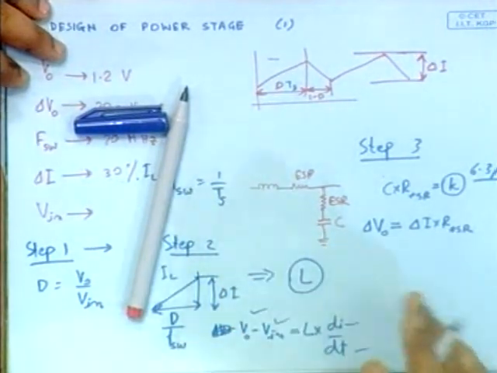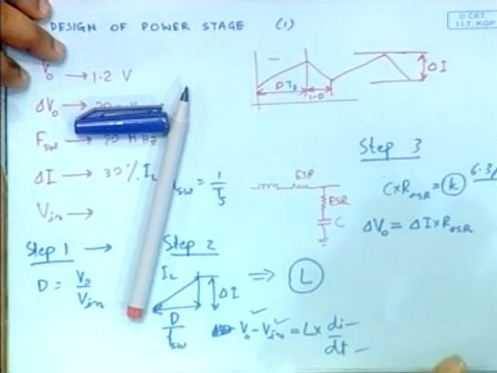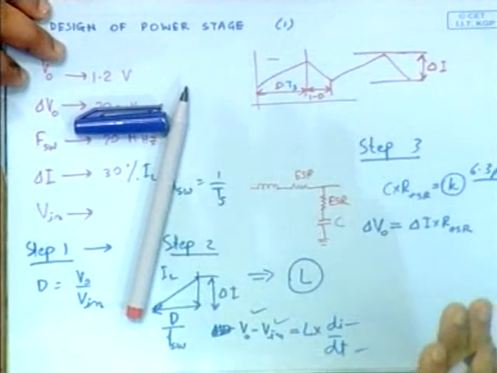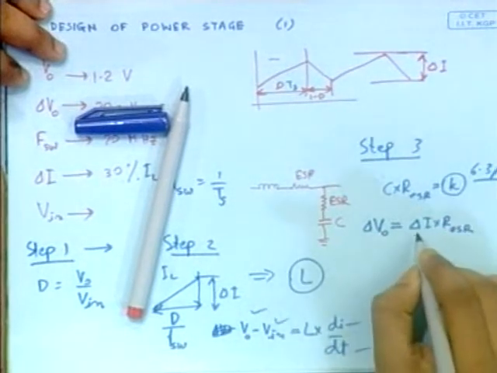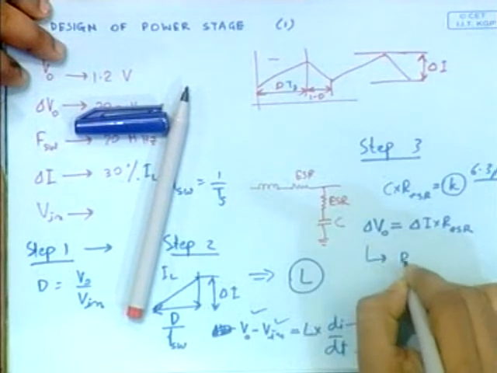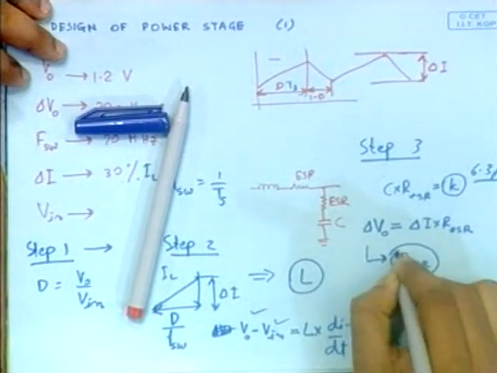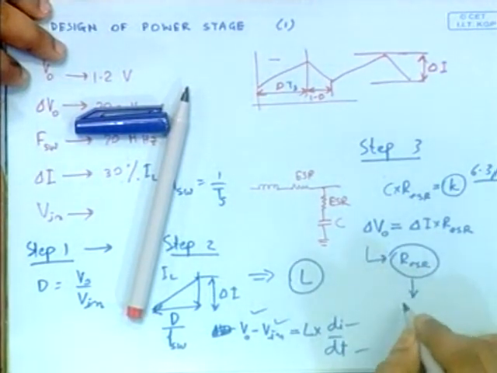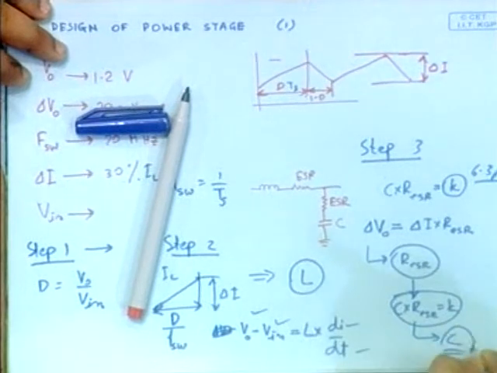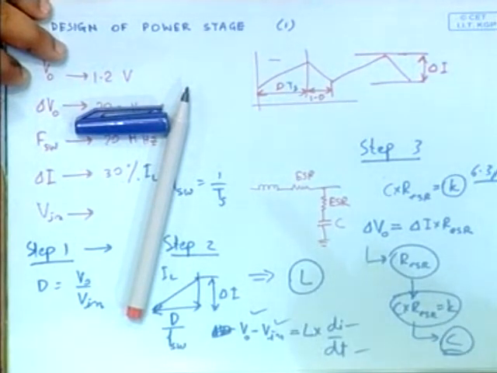So a C dV/dt equal to I kind of expression will be taken, and from there you will get the capacitor from your delta V specification. But here we are getting the ESR. I will tell you the difference, and why. Delta V0 equals delta I into R_ESR; from there you get the R_ESR. Once you have the R_ESR, you feed it into the expression ESR times C equals a constant, and from there you get the C. These are the design steps that we follow.